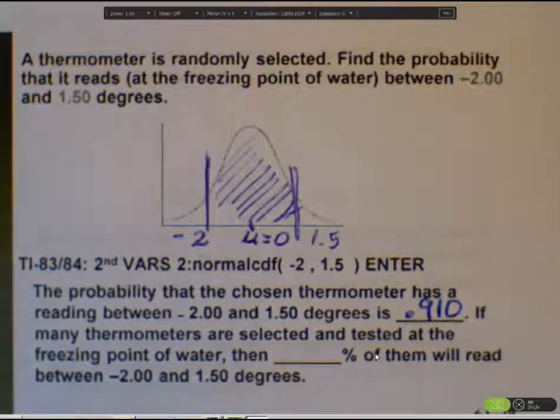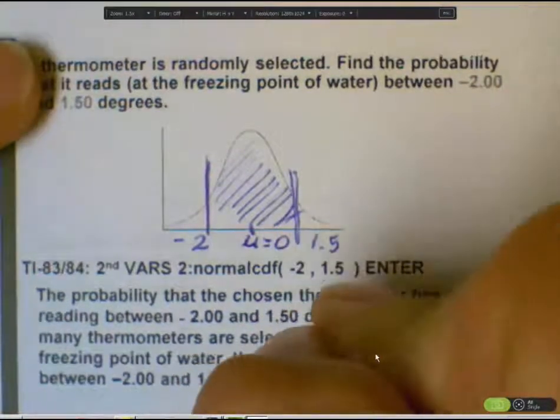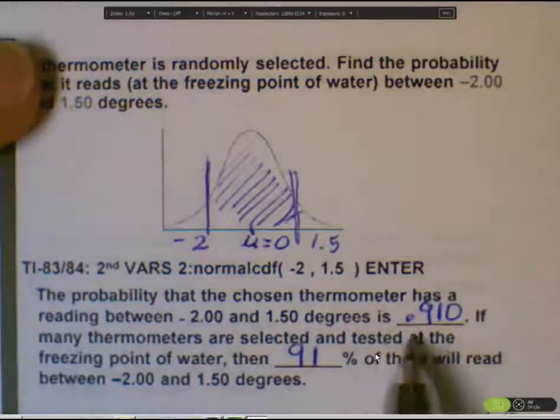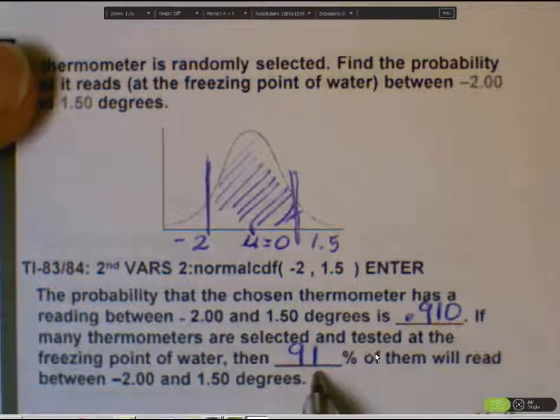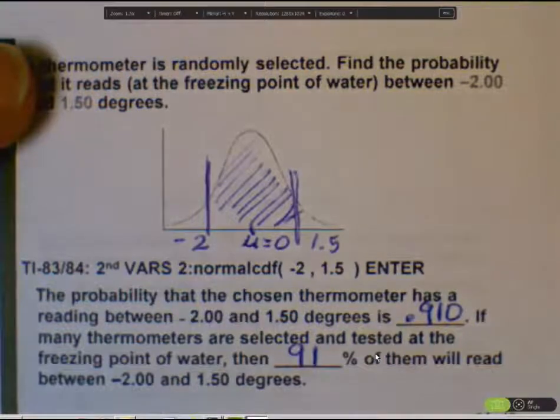That means that if I pulled very many thermometers from the ice bath and recorded their readings, 91% of them, just the 0.910 changed to a percent, 91% of them would have readings between -2 and 1.5.